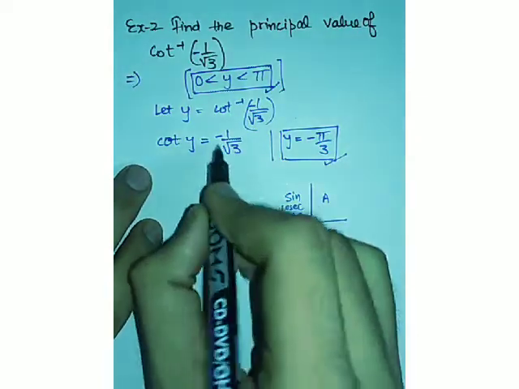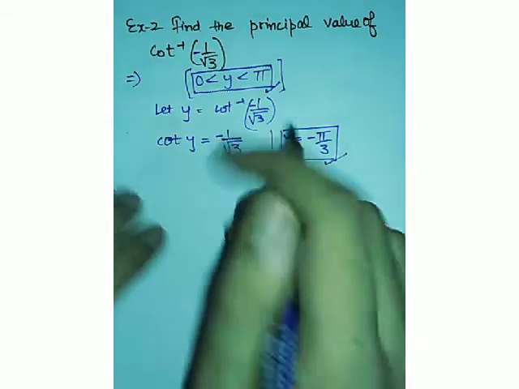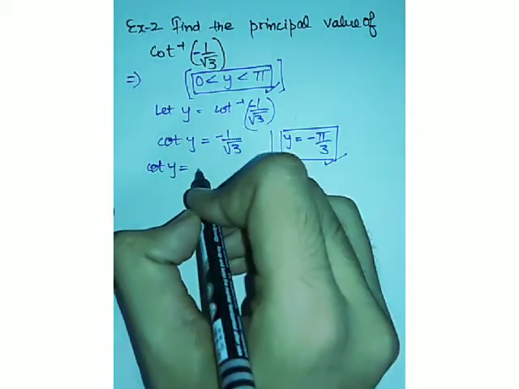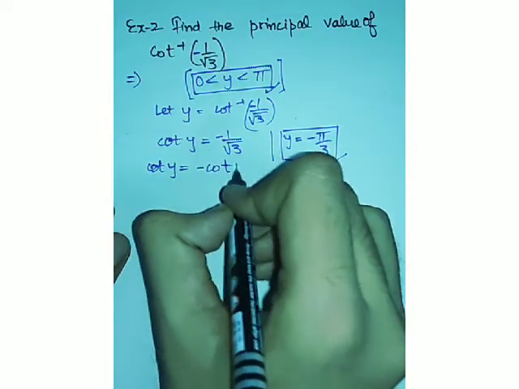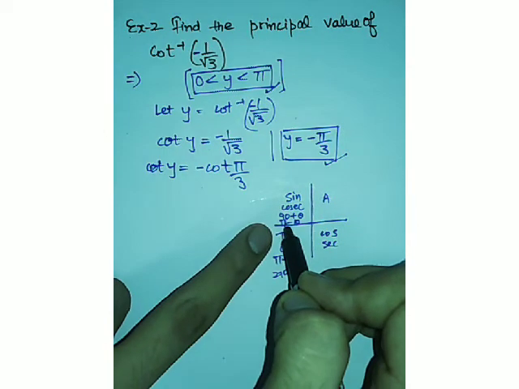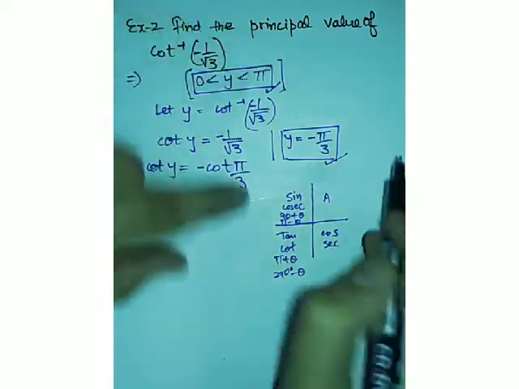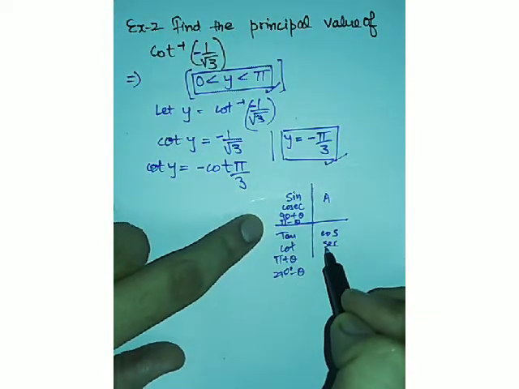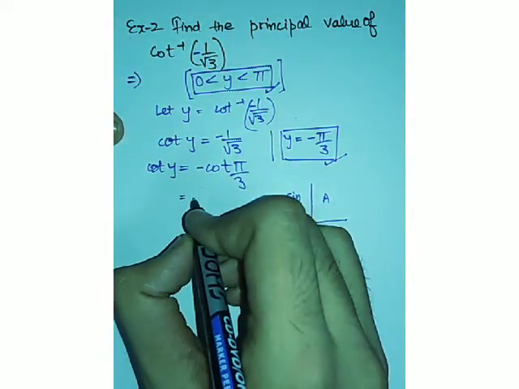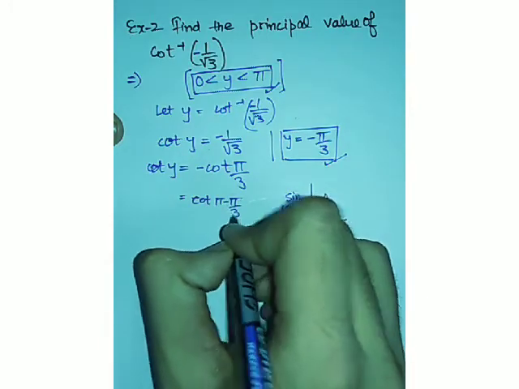Okay, so why have I just outlined this concept? Because we are going to use it over here. We can write cot y is equal to minus cot pi by 3, correct? Now we know that if our angle is 90 or 270, the t ratio changes, but if it's pi or 360, the t ratio does not change. This is also the same concept. We can write it as cot of pi minus pi by 3.